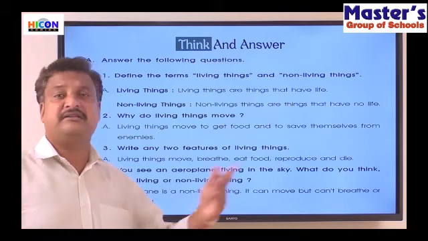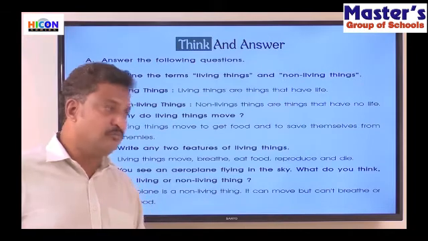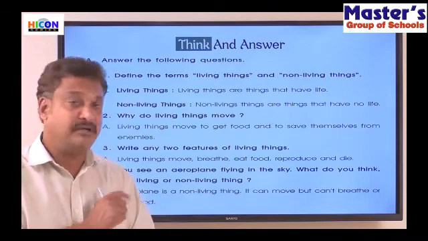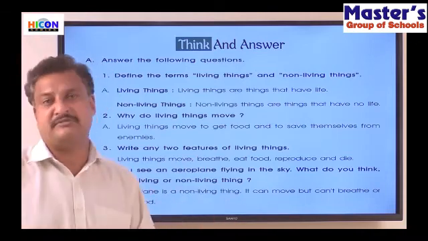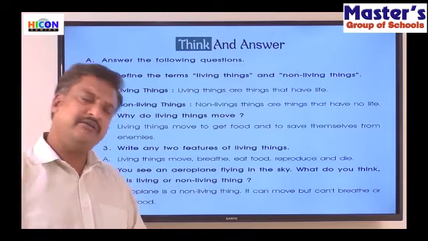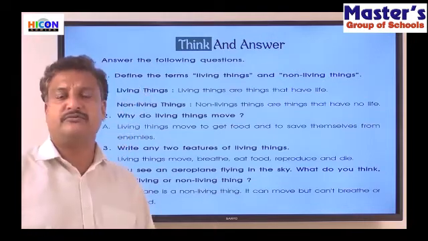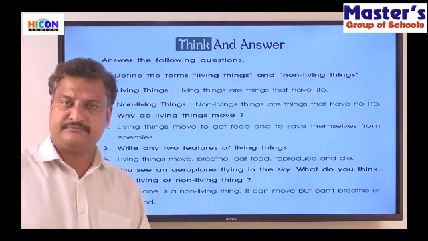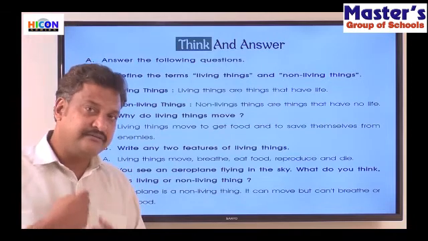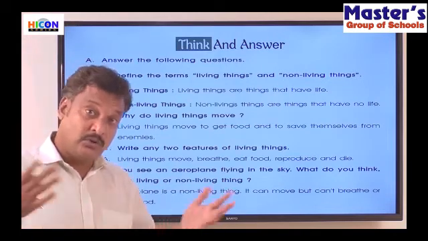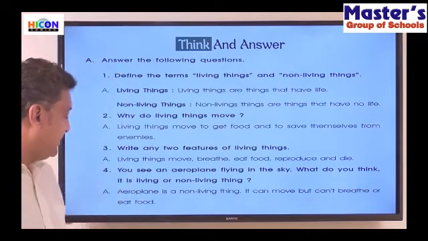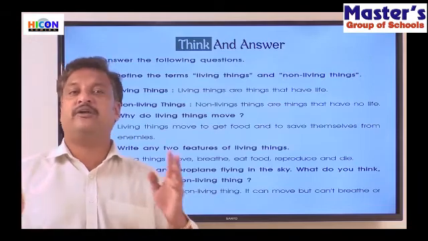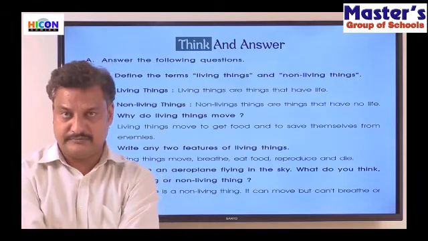Can an aeroplane move by itself? Living things move by themselves. There is no need for somebody to move them, isn't it? But vehicles move because we move them. They won't move by themselves. So even if somehow they can move, do they eat food? Do they breathe? Do they grow? No. So aeroplane cannot breathe or eat food. So aeroplane is a non-living thing.